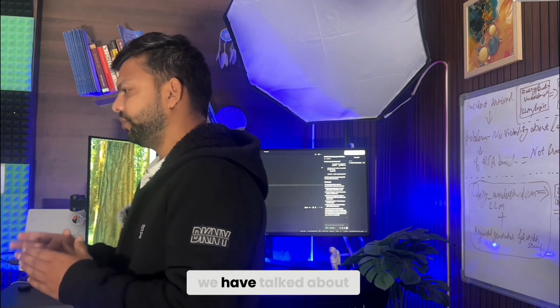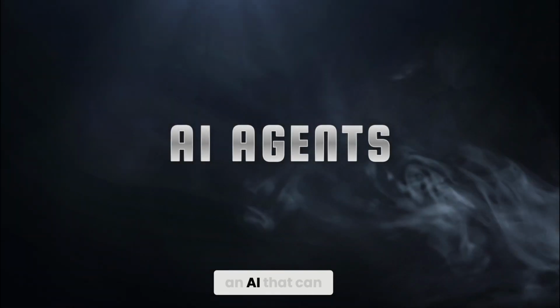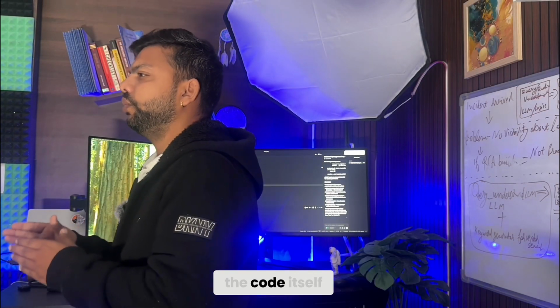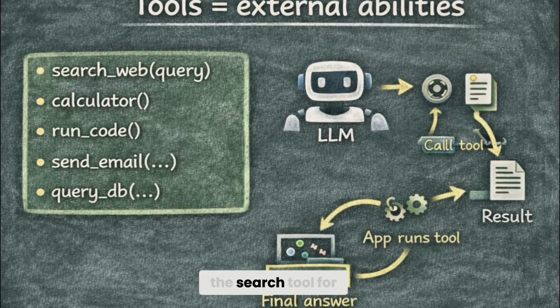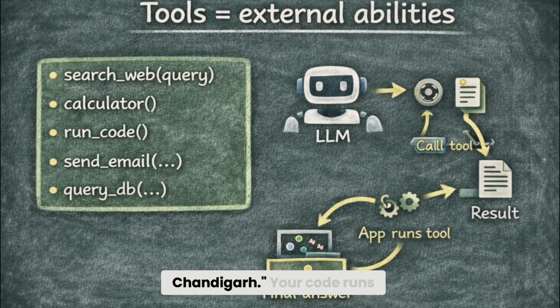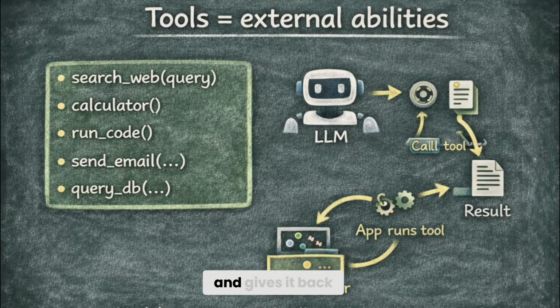So far, we have talked about LLMs and chat, but an agent is an AI that can plan steps and take actions as well. Agents use tools. The model doesn't run the code itself. It just says, "I want to call the search tool" for something like weather in Chandigarh. Your code runs the tool, gets the result, and gives it back to the model to finish the answer.